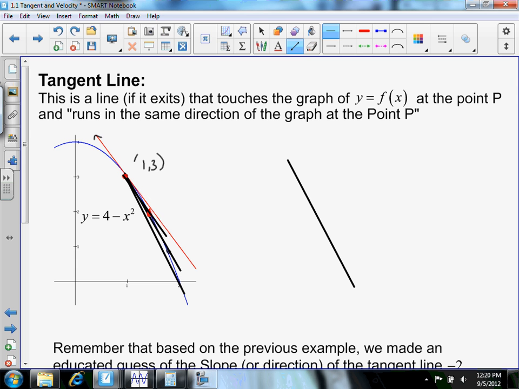Notice how it's becoming more of that same slope. See how the slope is much different from here to here? And then we start getting a lot closer, and then we start getting a lot closer. So what we're trying to do with this secant line is get close enough to give us a good estimate of what that tangent line slope would be.